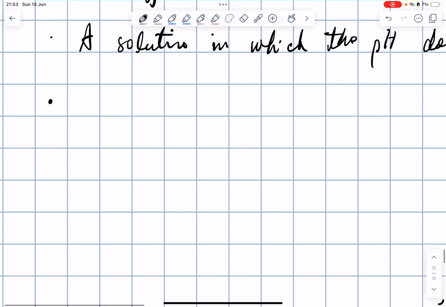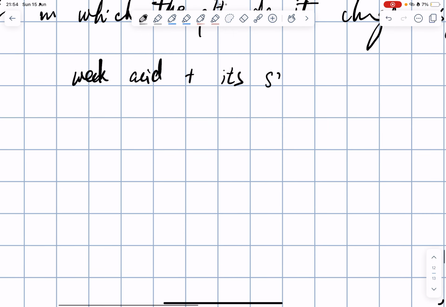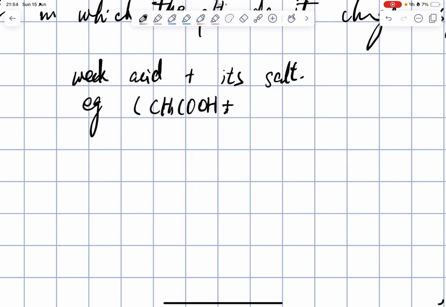One type of buffer solution can be a weak acid plus its salt. A good example will be ethanoic acid and sodium ethanoate. That will be a good pair for a buffer solution.